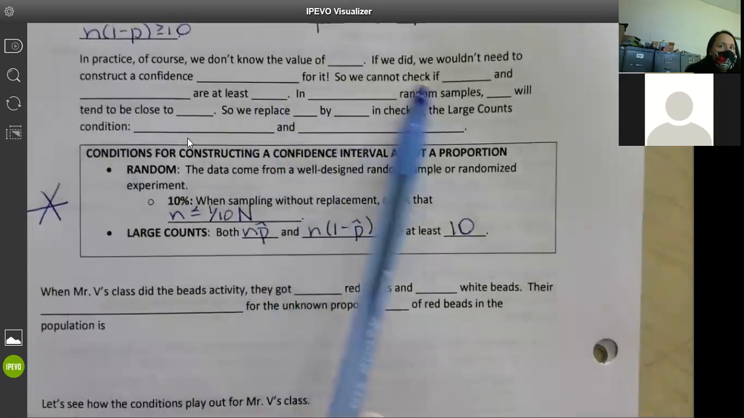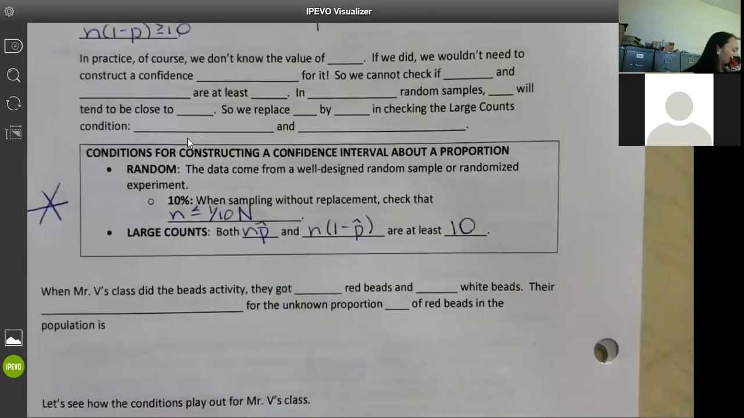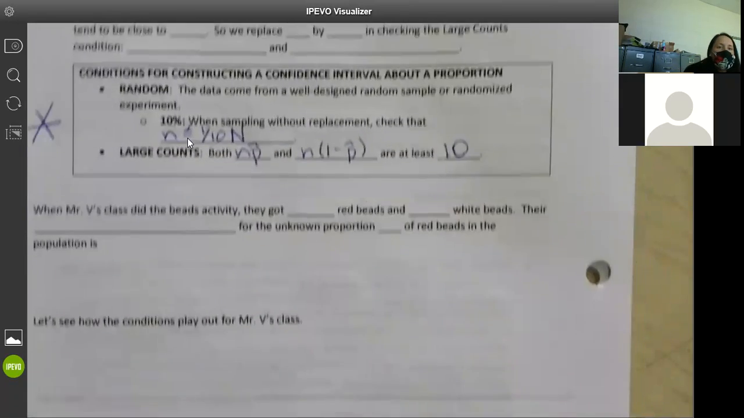All this that I skipped is just talking about the large counts and stuff we already know. So I just skipped it. You already know it. If you want to fill it in, that's fine later. I'm not worried about it.